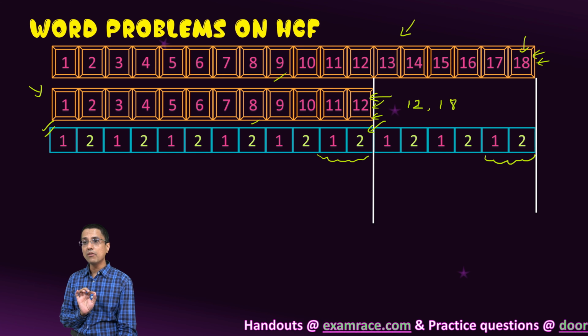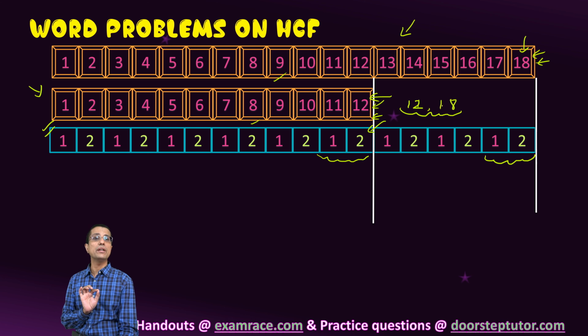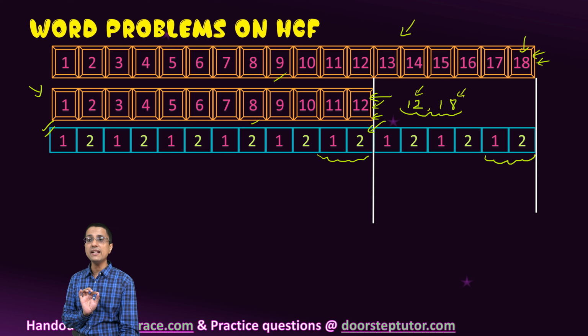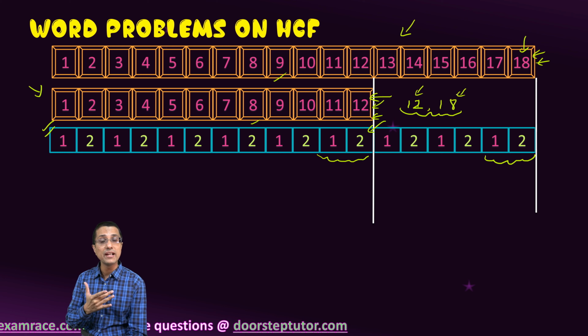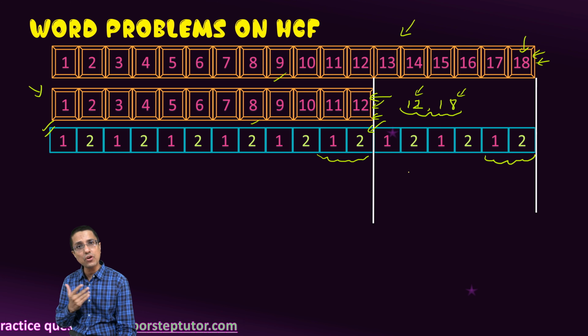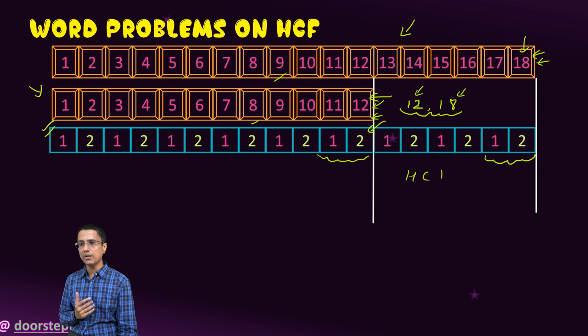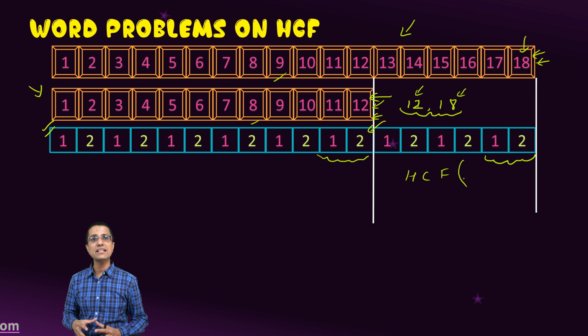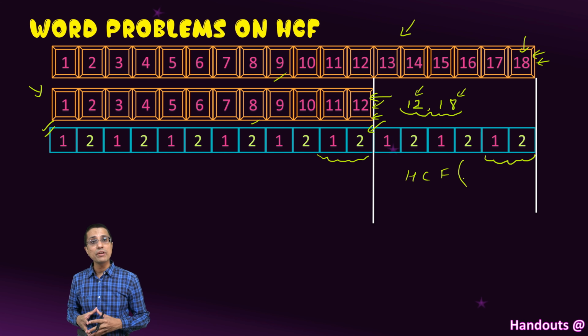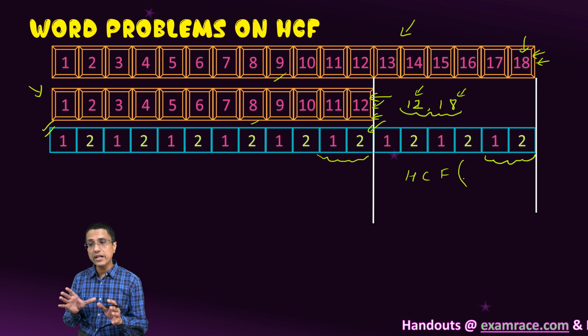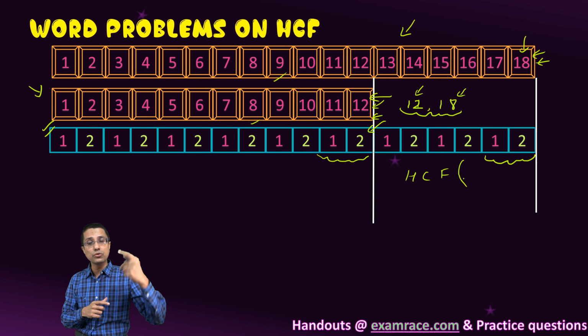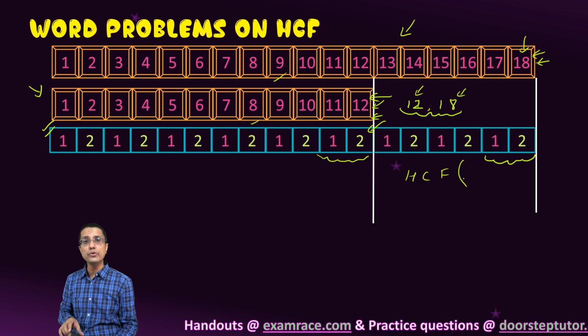We are looking for the largest possible number which could evenly divide 12 and 18. What is that number? HCF, right? It is the highest common factor. So in such problems, when the problem says find the largest length or the highest number, those kind of problems where terms like largest and highest come, we always have to use HCF.